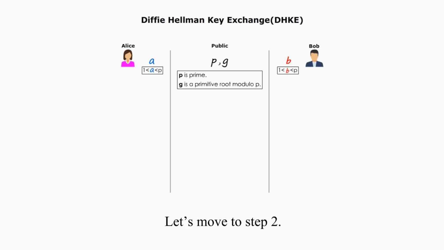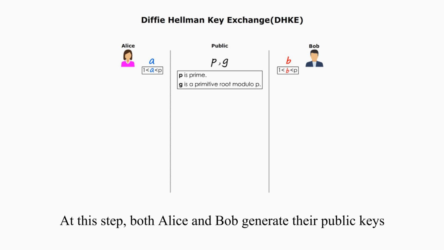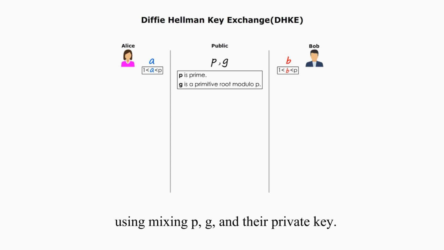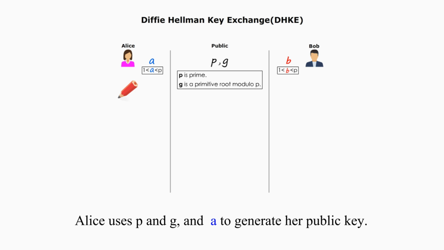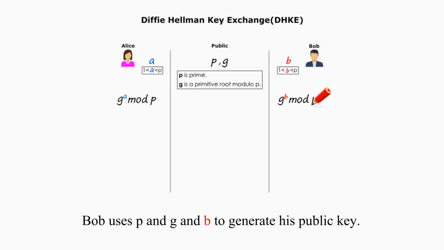Now let's move to step 2. At this step, both Alice and Bob generate their public keys by mixing P, G, and their private key. Alice uses P and G and her private key A to generate her public key. In the same manner, Bob uses P and G and his private key B to generate his public key.